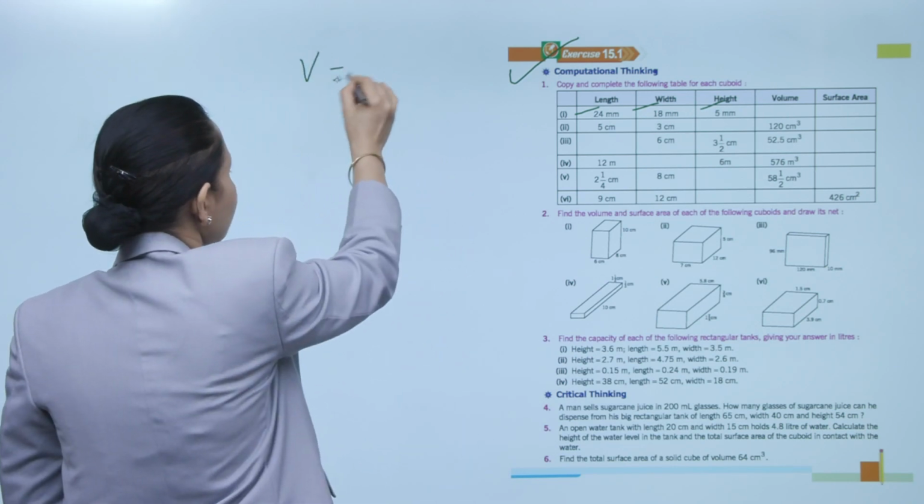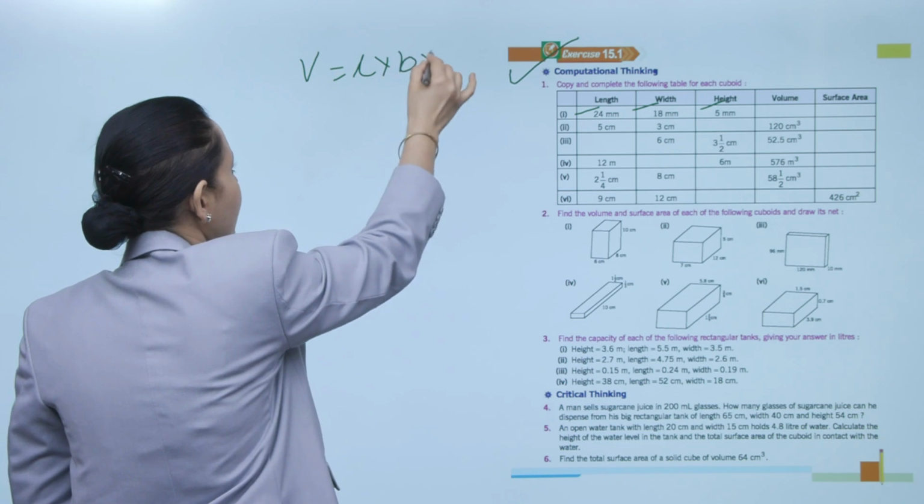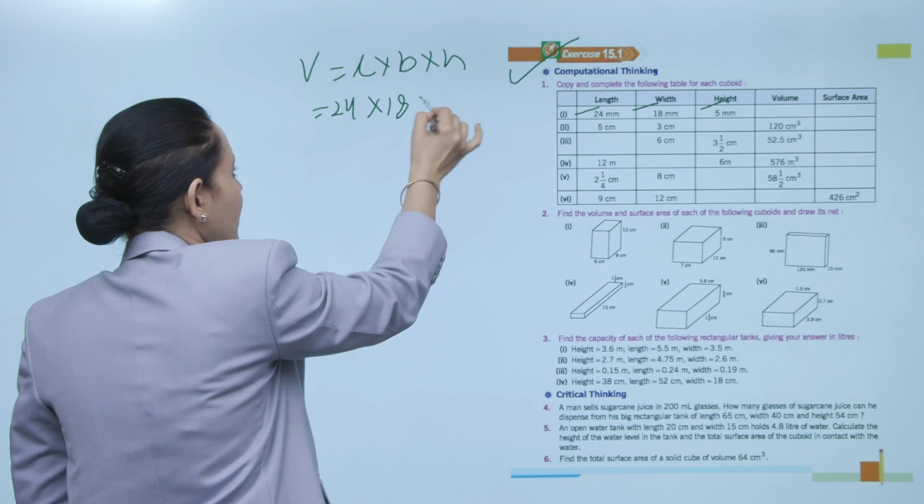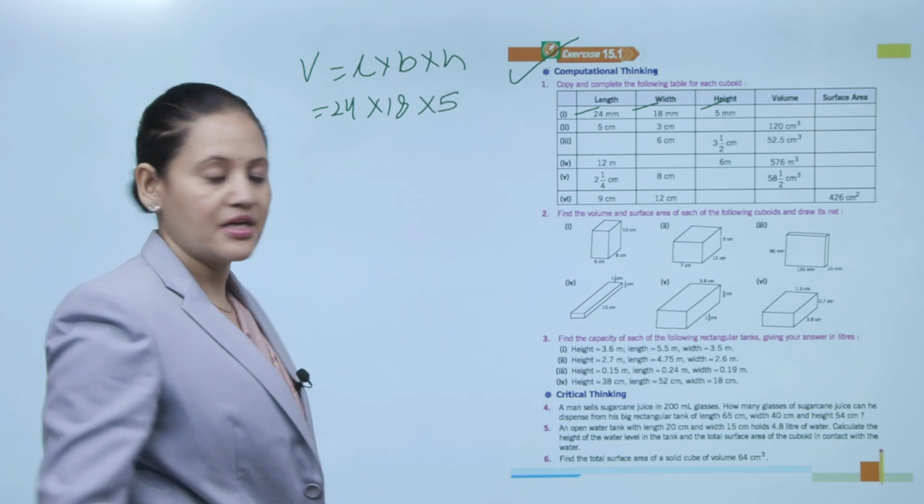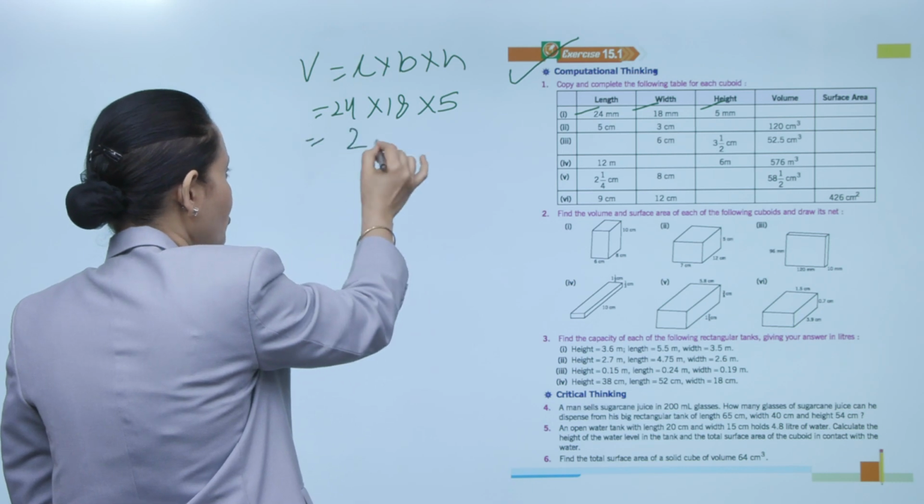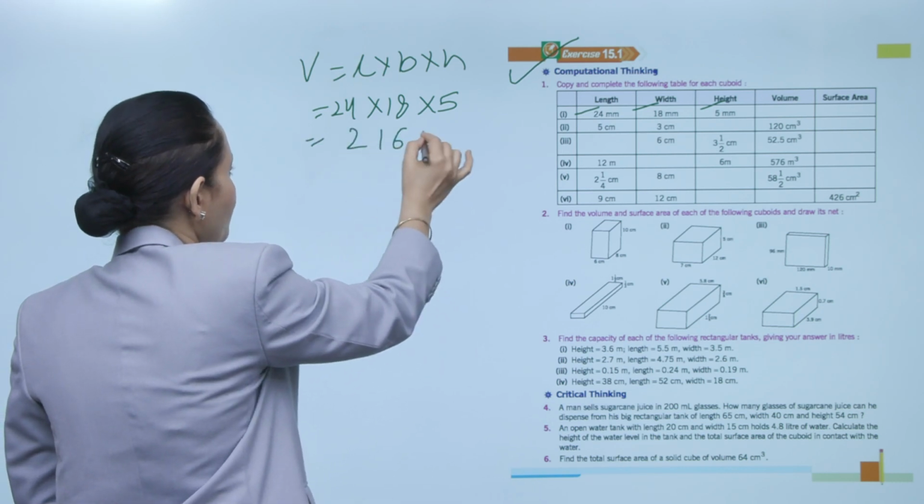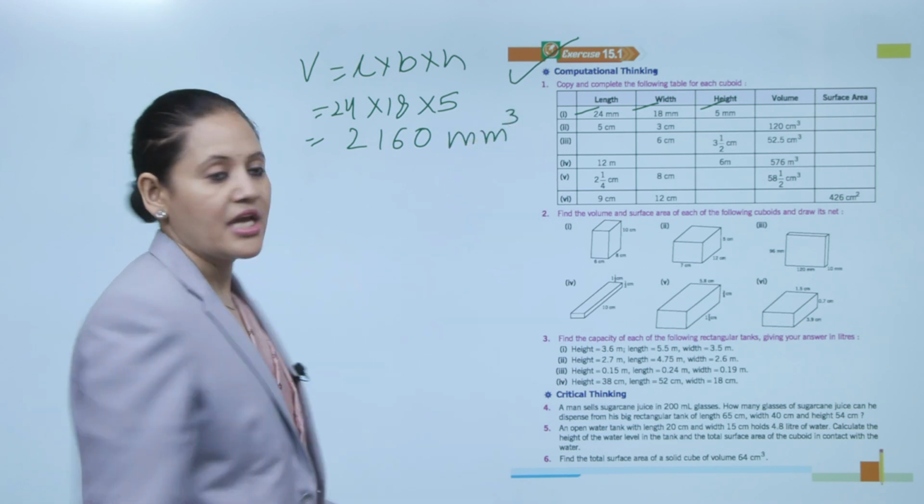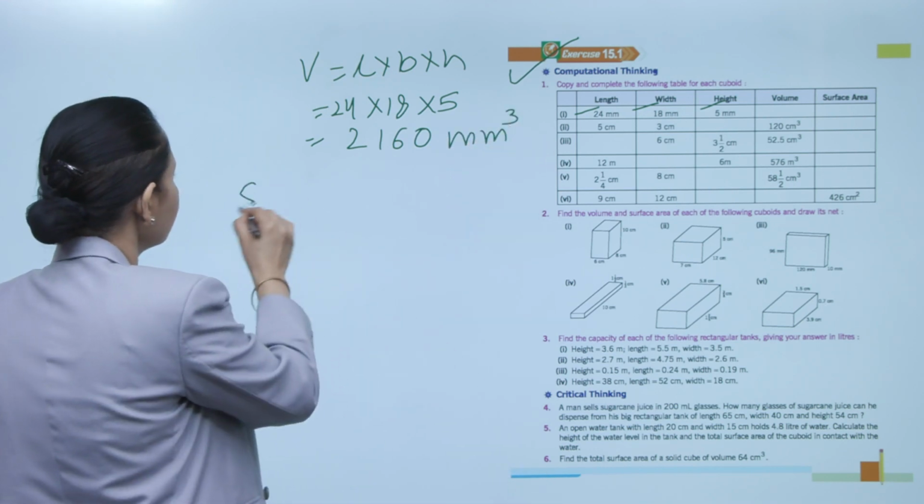Volume equals L into B into H. So that is equal to 24 into 18 into 5. Length into breadth into height, that is equal to 2160 millimeter cube. Now we have to find the surface area.